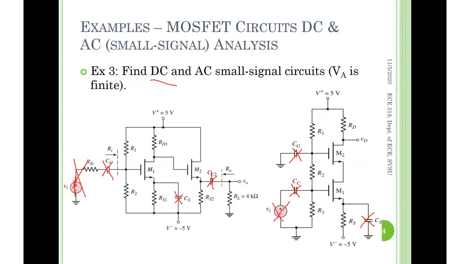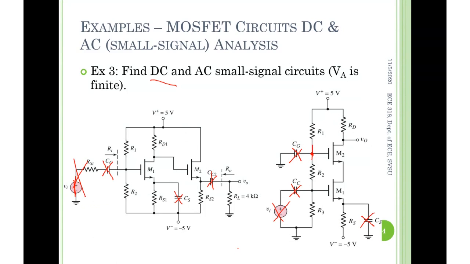So nothing left there. This is the DC circuit. Here, nothing. Just that this node is connected to the gate of M2 and also R1 and R2. That's it. Here is open, then it's open.